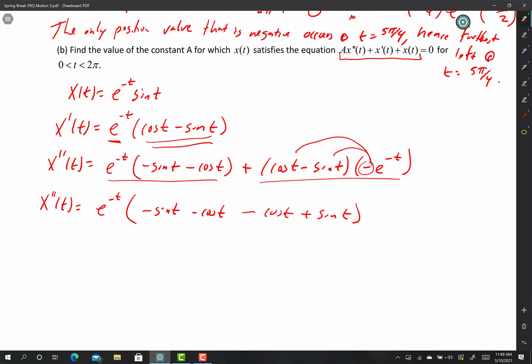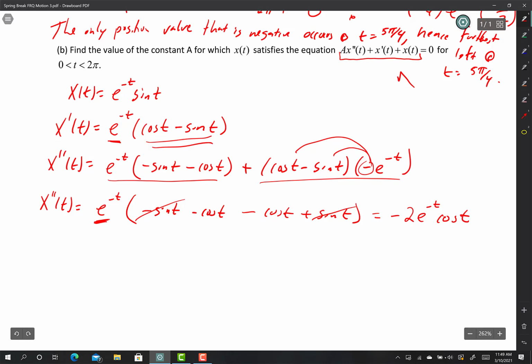Alright, so what I am seeing is that the sine t's will cancel out, and I'll have two of these. So negative 2, let's see. I'm going to go ahead and multiply already by e to the t. Negative 2 e to the negative t cosine t. So there it is.